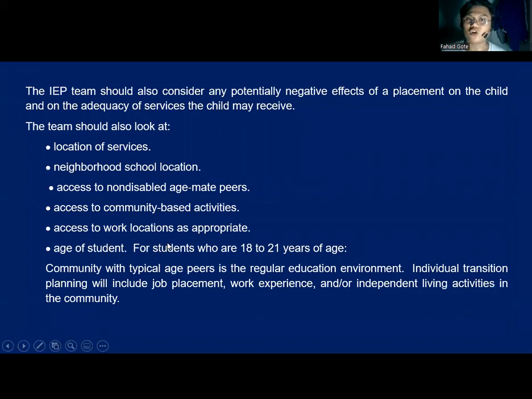And the IEP team should also consider any potentially negative effects of a placement on the child or on the quality of services that the child may receive. The team should also look at the location of the services, neighborhood school locations, access to non-disabled age-mate peers, access to community-based activities, and access to work locations as appropriate. For students who are 18 to 21 years of age, the community with typical age peers is the regular education environment. Individual transition planning will include job placement, work experience, and or independent living activities in the community.